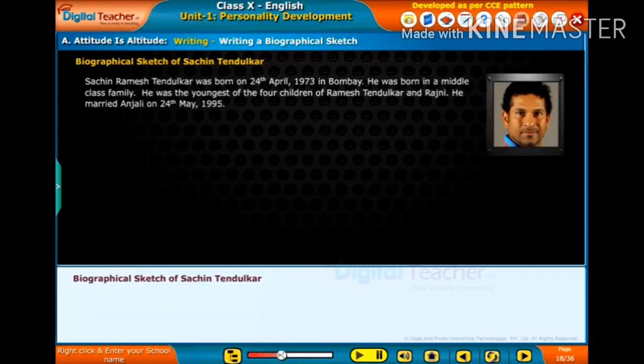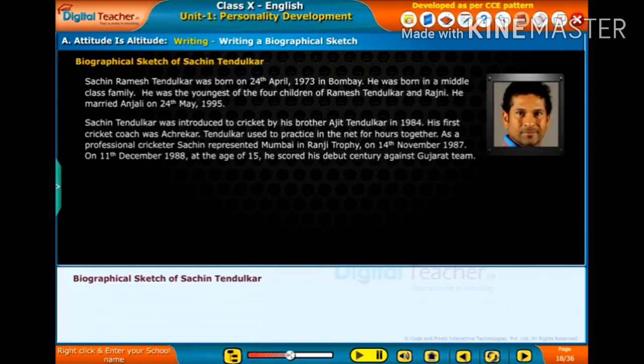Sachin Ramesh Tendulkar was born on 24th of April 1973 in Bombay. He was born in a middle-class family. He was the youngest of the 4 children of Ramesh Tendulkar and Rajni. He married Anjali on 24th May 1995. Sachin Tendulkar was introduced to cricket by his brother Ajit Tendulkar in 1984. His first cricket coach was Achrekar. Tendulkar used to practice in the net for hours together.